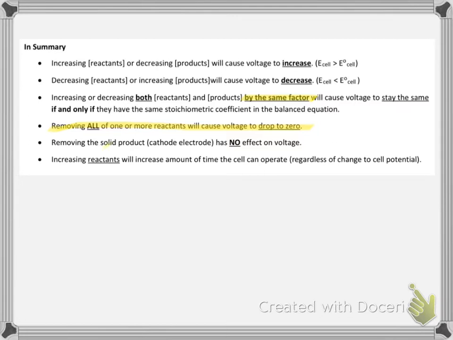What's interesting is if you take the solid product, which is your cathode electrode, that actually doesn't change your voltage because it's a solid, so it's not part of Q, and it's a product, so you don't need it for the reaction to run. And if you increase the amount of reactants, that's going to increase the amount of time the cell can operate, even if the voltage doesn't change.